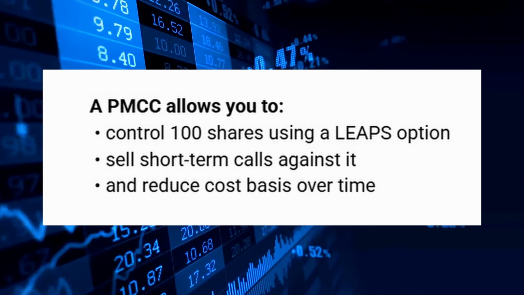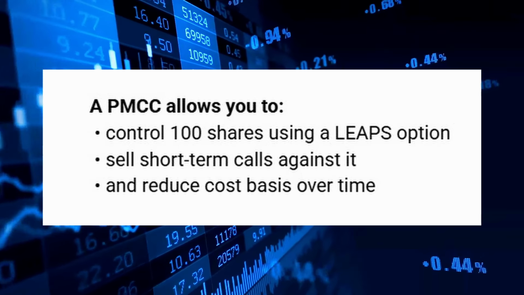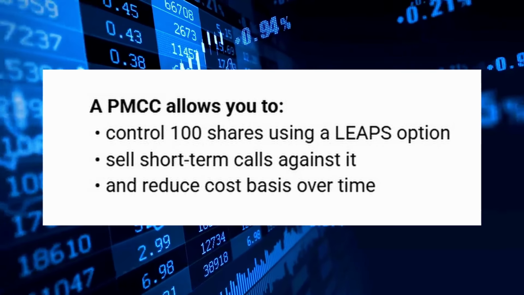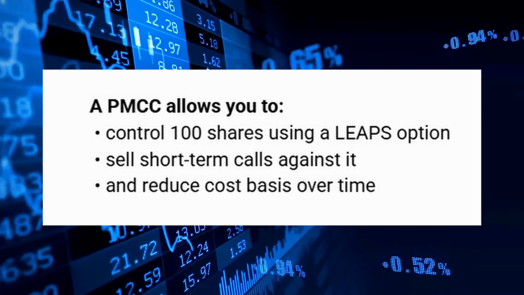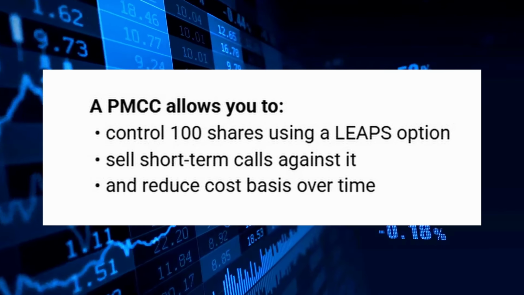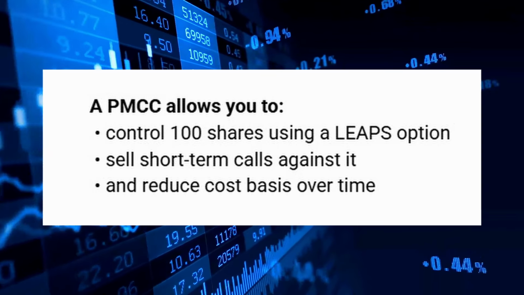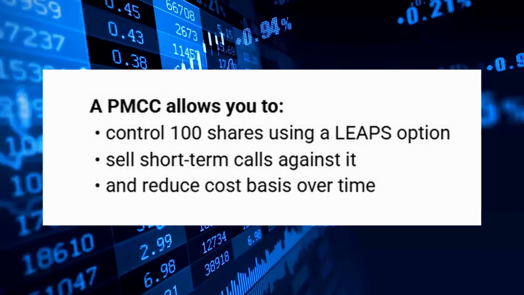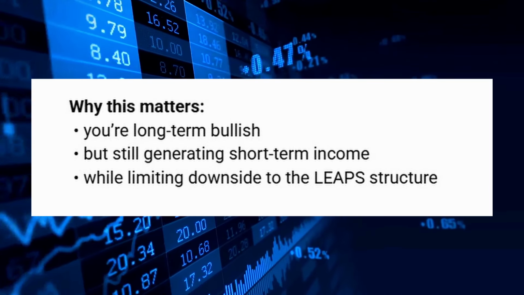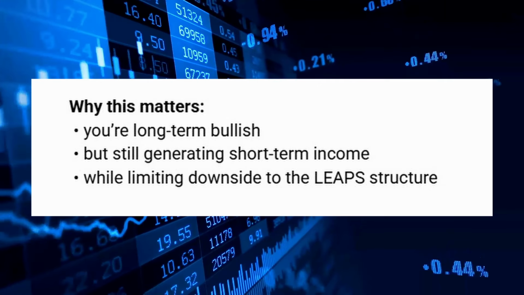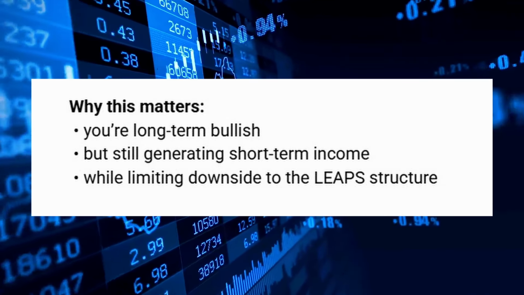Strategy number 2 is really where small accounts start to scale intelligently: the poor man's covered call. A poor man's covered call allows you to control 100 shares of stock using a leaps option. It also allows you to sell a short-term call against it to collect income and reduce cost basis over time. Instead of tying up tens of thousands of dollars in stock, you deploy fractional capital with similar mechanics. And why does this matter? Well, you're long-term bullish and you're still generating short-term income while limiting downside to the leaps structure and what you paid upfront for the trade.